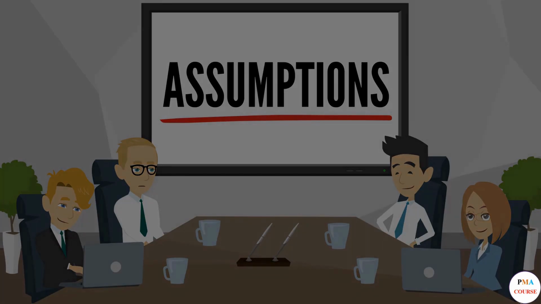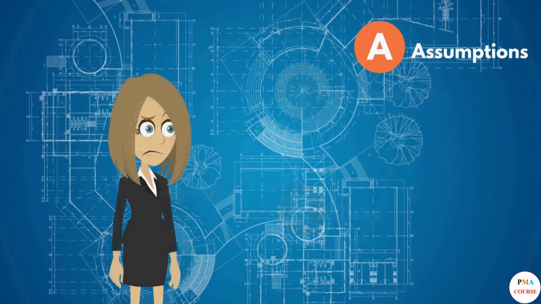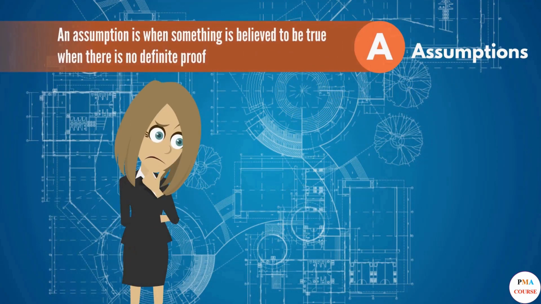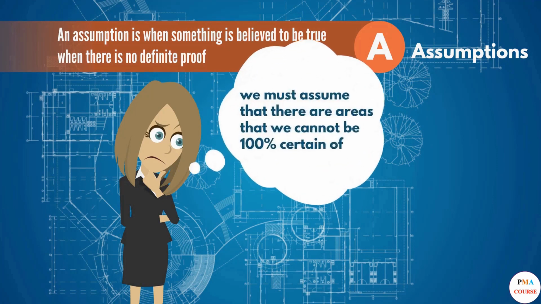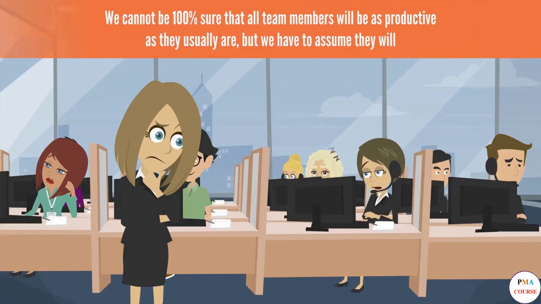As well as expectations, projects also involve plenty of assumptions. An assumption is when something is believed to be true when there's no definite proof. While the planning process aims to clarify all areas of the project, we must assume that there are areas that we cannot be 100% certain of. For example, we cannot be 100% sure that all team members will be as productive as they usually are, but we have to assume they will.